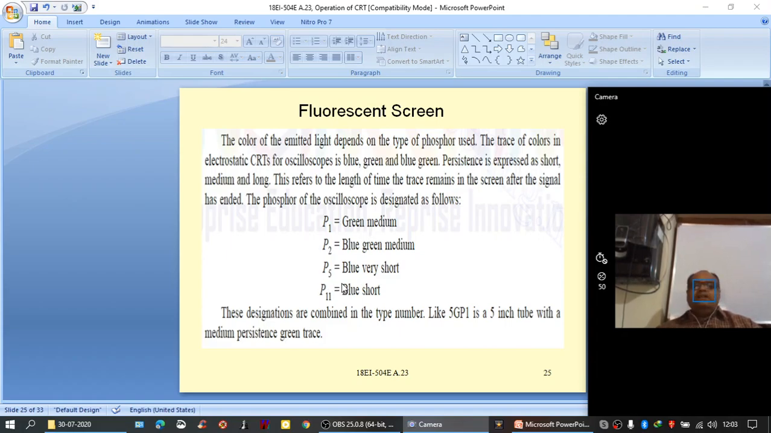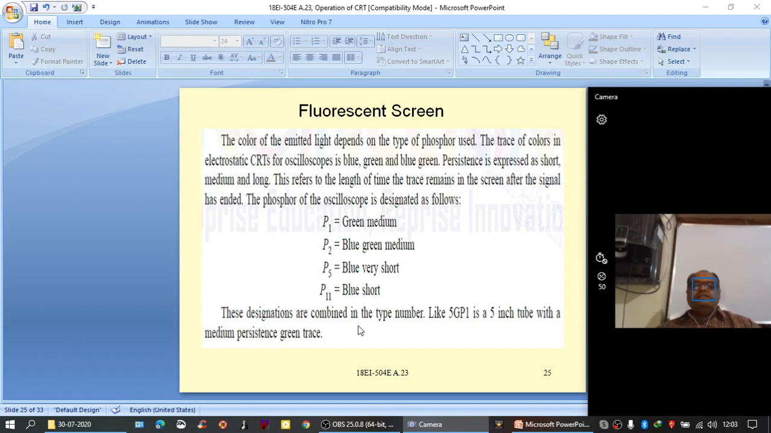P5, the color is blue and the persistence is very short. That is, within a short time, the luminous spot keeps on disappearing. P11, that is blue. The color of the luminous spot is blue and the persistence time is short.